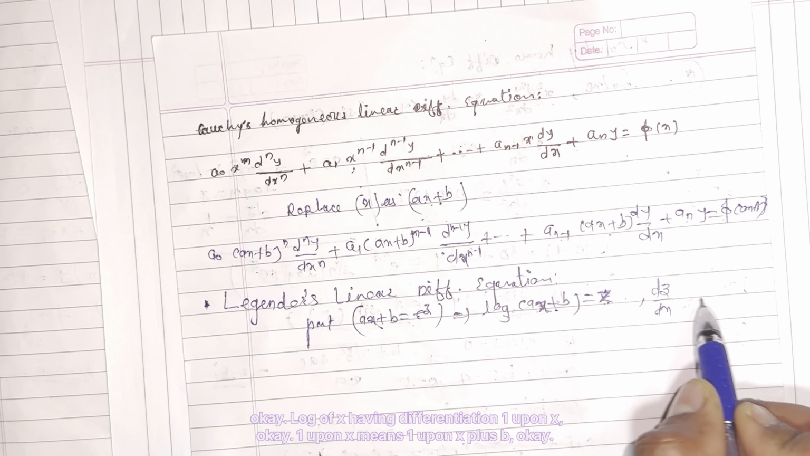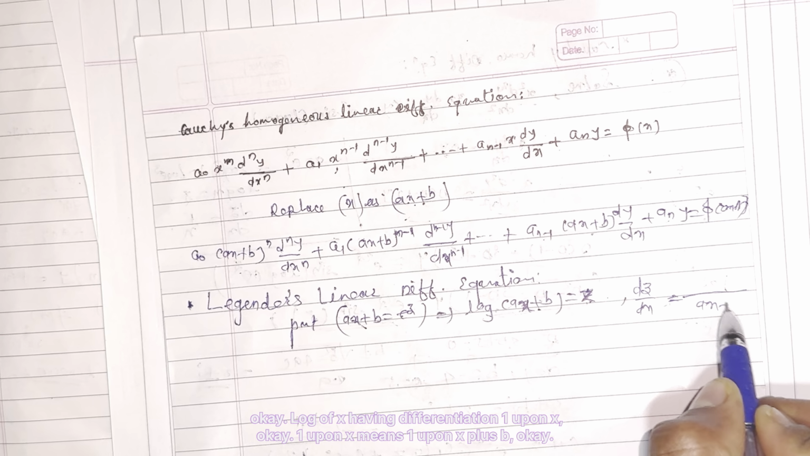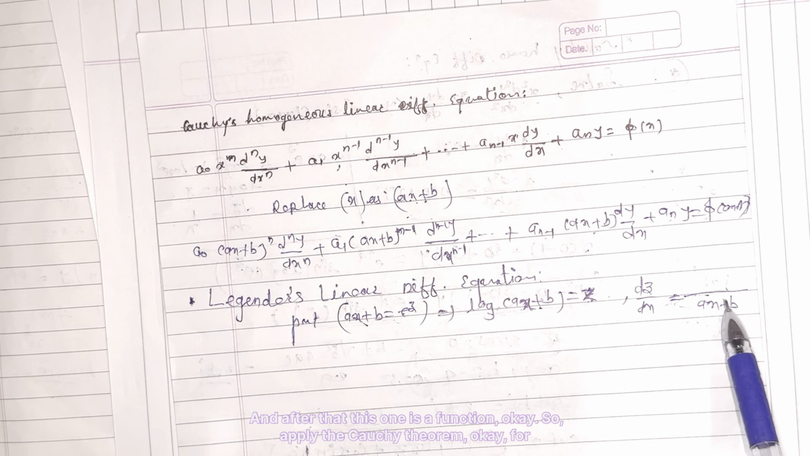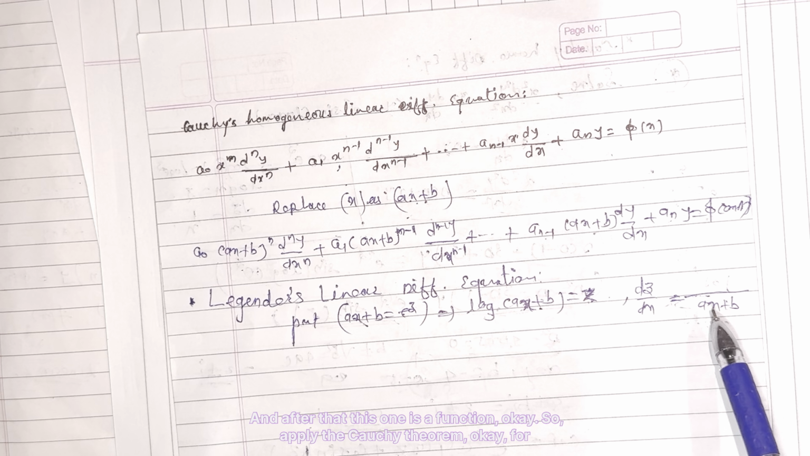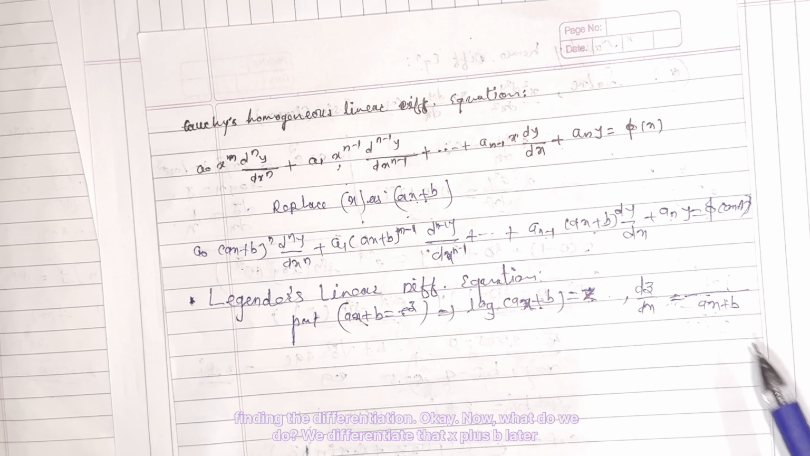Okay, log of x has the differentiation 1 upon x, which means 1 upon ax plus b. And after that, this one is a function, so apply the chain rule for finding its differentiation.